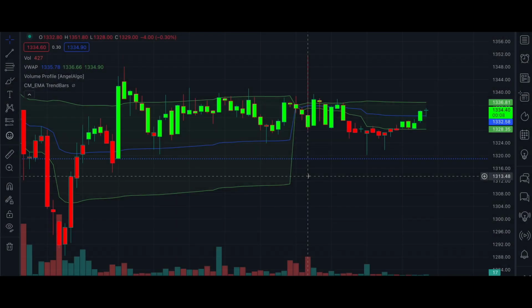Alright, now that you know how I'm testing this, I'm going to spend a couple of trading sessions backtesting this and bring you guys the results.